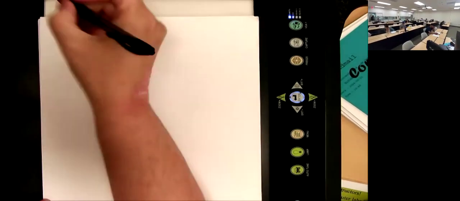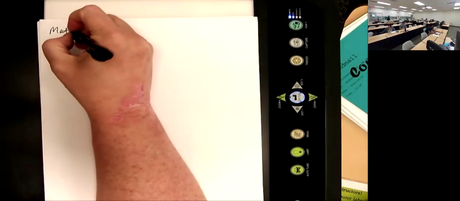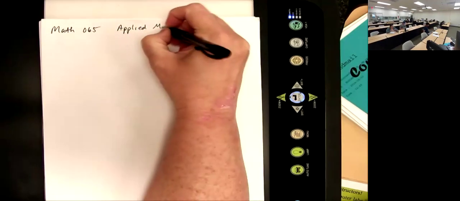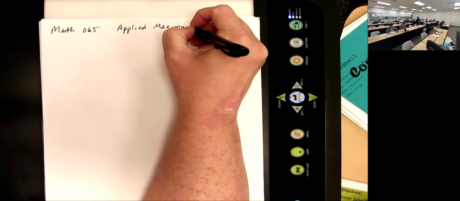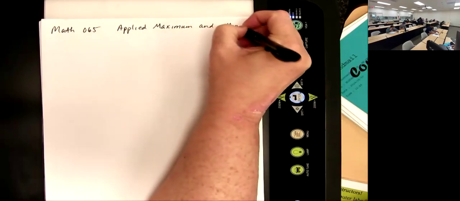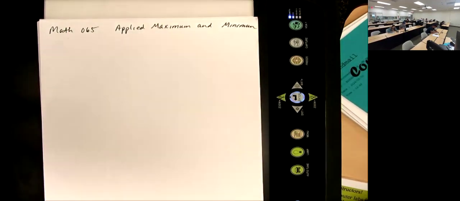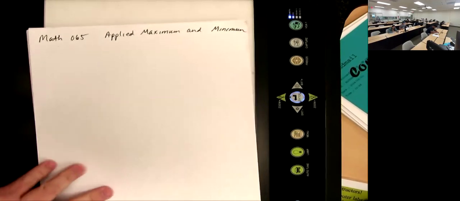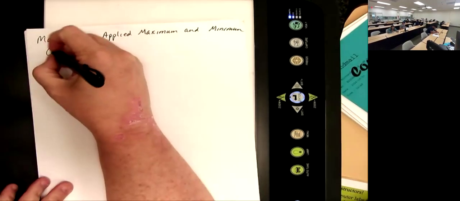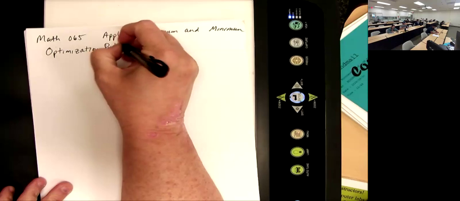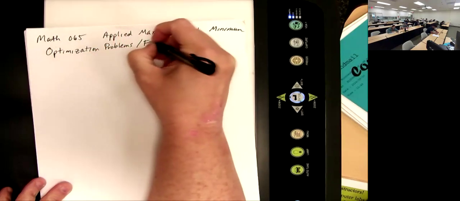This is probably my most favorite section in Calc 1. It's on applied problems. And rather than start with the one I was going to, let's get some instructions first. So these are basically optimization problems, finding the max or min.